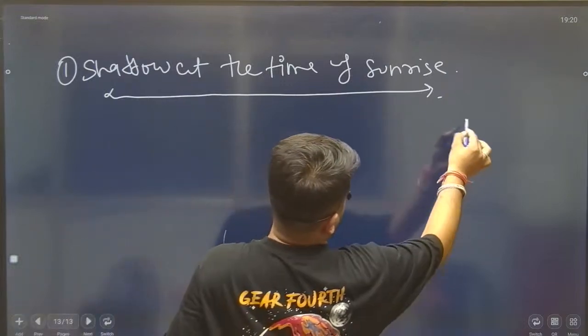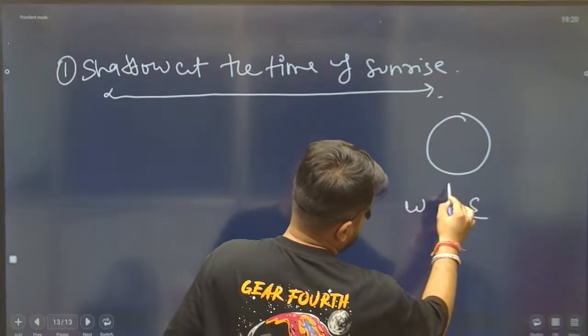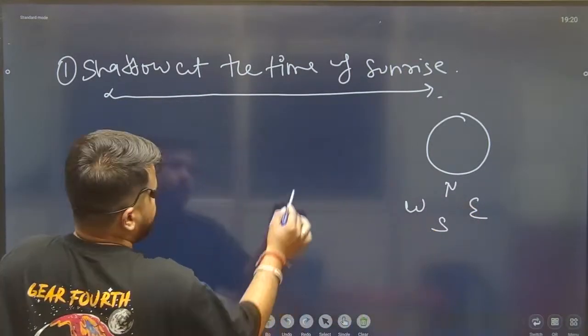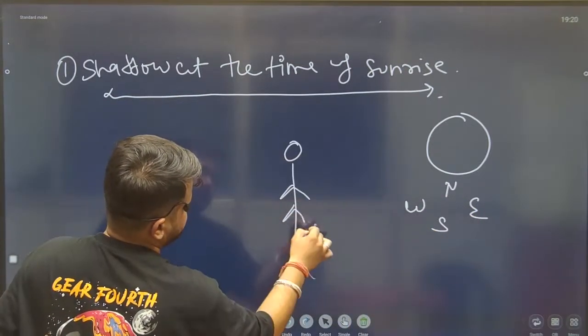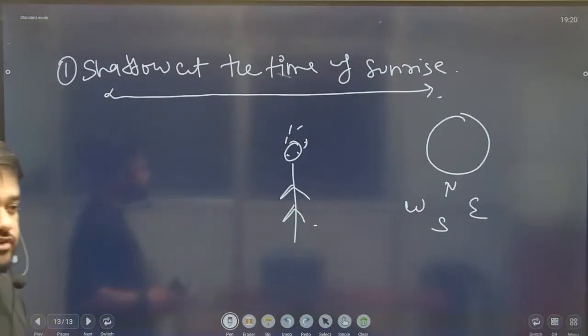As we are all aware, the sun is always rising from the east direction. Here's the east, here's the west, here's the north, here's the south. And there is a person standing in front of the sun, the very handsome boy is in front of you.